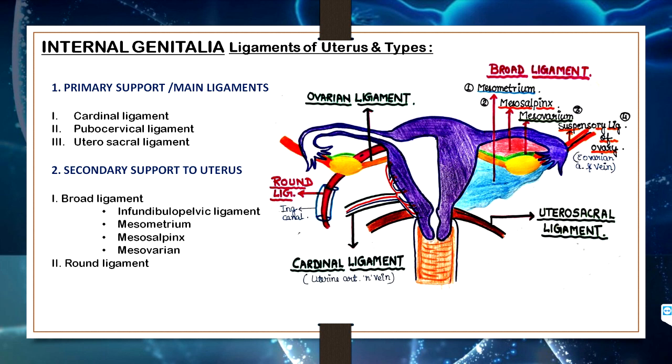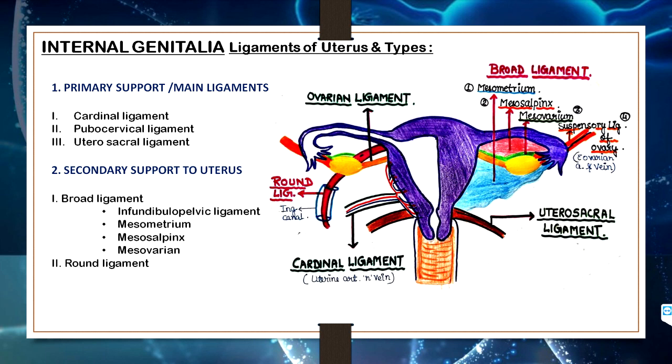Broad ligament, they are a double layer of peritoneum. It's like a double layer of polythene which connects side of the uterus. You can see in the diagram very clearly that this ligament connects the side of the uterus to the lateral wall of the pelvis. This ligament, within the double layer of peritoneum, contains blood vessels, nerves, and lymphatics. They are not true ligaments.